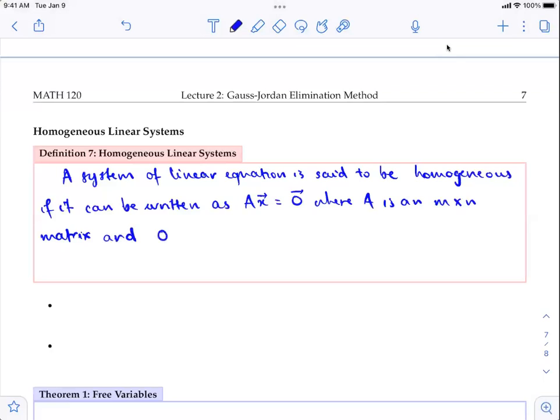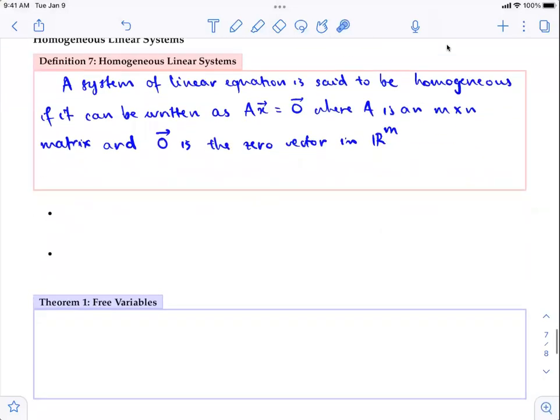And 0 with the arrow on top is the 0 vector, and it is in Rm. So this is called the dimension of the vector. This is m-dimensional. If you have R2, that means the vector is 2-dimensional, 2 entries. If 0 is in R3, then that is 3-dimensional, there are 3 entries. So in this case, you have Rm, that means this is m-dimensional, and you have m entries of zeros. So 2 remarks here.